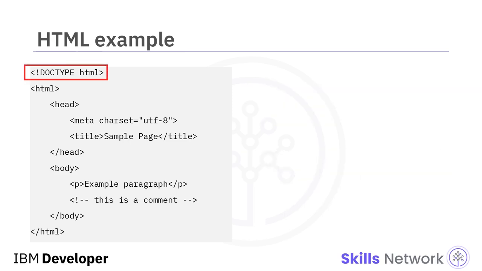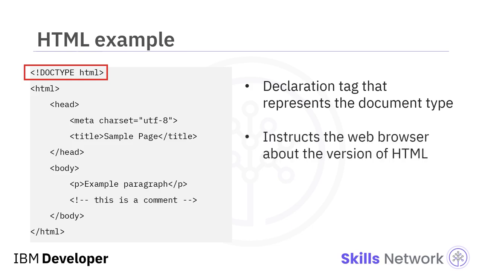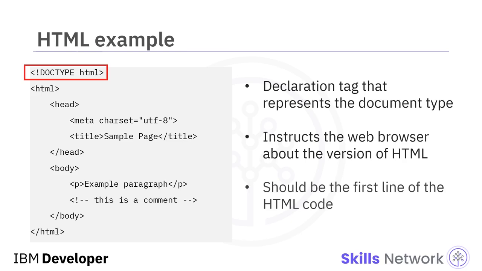The !DOCTYPE is a declaration tag that represents the document type. The !DOCTYPE declaration is not an HTML tag. It is an instruction to the web browser about what version of HTML the page is written in. Although this declaration is not required, it should be the first line of the HTML code if the developer decides to include it.